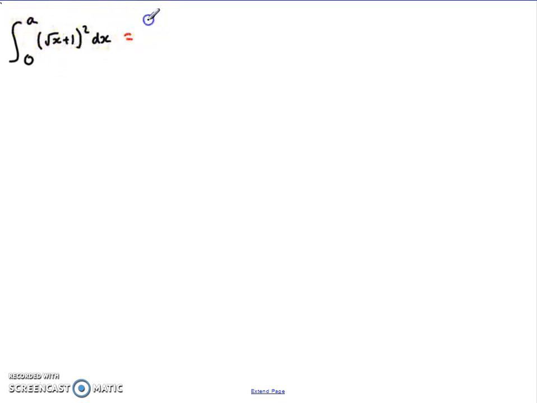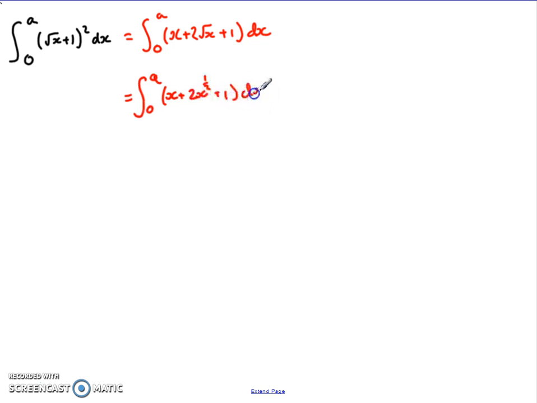First thing we need to do is multiply out the bracket so that we can make it in an integral form. So square root of x plus 1 all squared, well, what that ends up giving you is x plus 2 root x plus 1 dx. 2 root x we have to write in a different form slightly to be able to do it. We have to write it as a power, so that becomes x plus 2x to the half plus 1 dx. Now we've got it in the right form, now we can integrate.